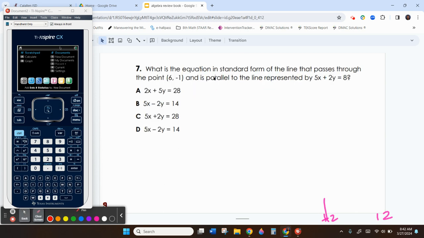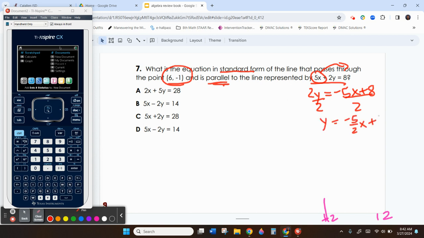Number 7. What is the equation in standard form of a line that passes through this point and has to be parallel to this equation? So parallel to this equation means I need to find the slope and use that slope. 2y equals, move over the 5x, negative 5x plus 8, and divide by 2, which means y equals negative 5 over 2 x plus 4. My slope has to be negative 5 over 2, and I have to pass through this point right here, which is 6, negative 1.